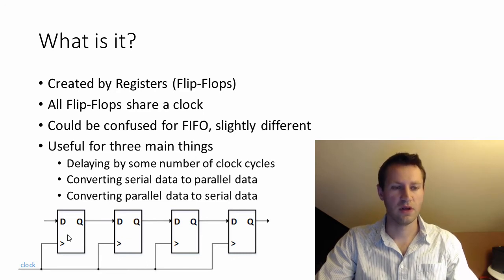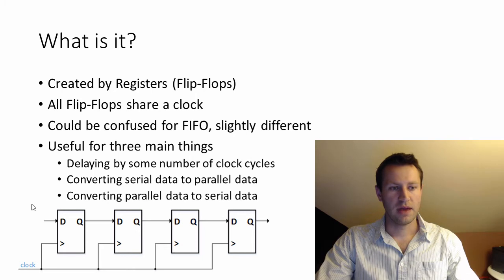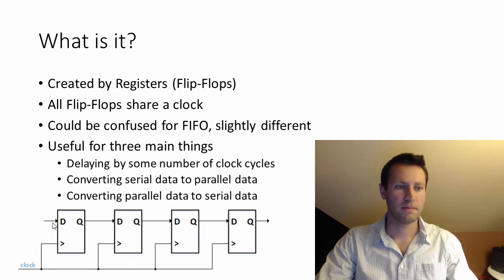So for example, if you put some input into this first D input of this first flip-flop here, it will take four clock cycles, one to go through this flip-flop, two to go through this one, three, four, to get to the output of the fourth flip-flop. So that will give you a four clock cycle delay from the input of the first to the output of the fourth. That's a good use for a shift register. I'll talk about specifically why that might happen.